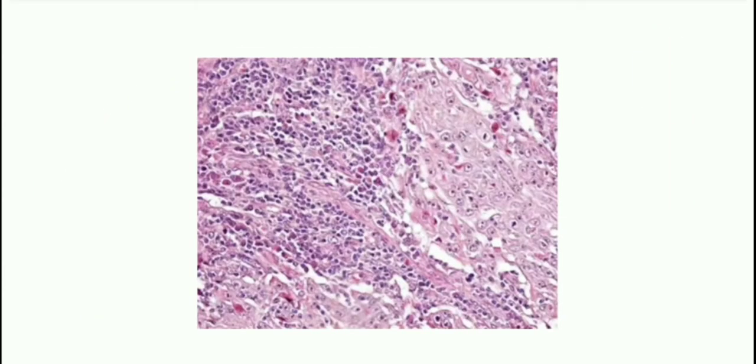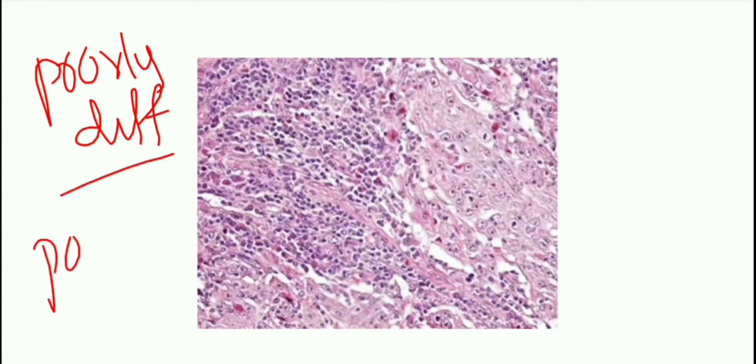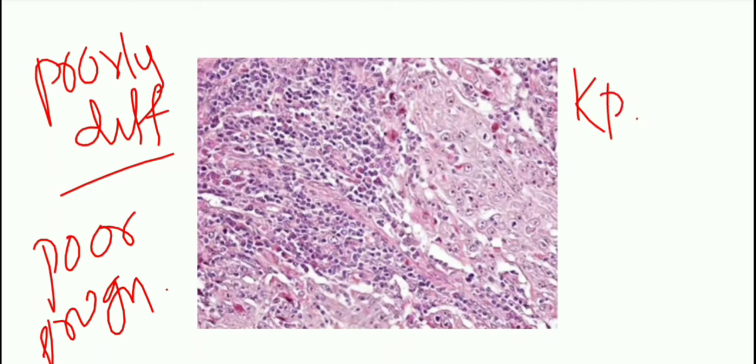This picture you can see the poorly differentiated one. So it is poorly differentiated. It is having poor prognosis. So hope you remember, best prognosis was seen in which one? Well differentiated one, which is having keratin pearls. This is poorly differentiated and it is having poor prognosis. So in the first one you see keratin pearls, second one you see intercellular bridge. Here you cannot see keratin pearls, you cannot see intercellular bridge.